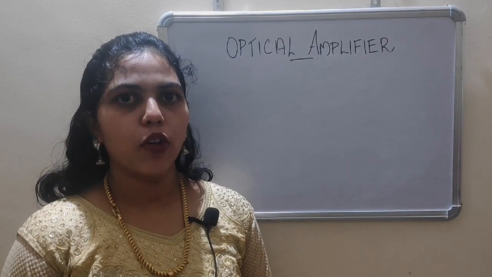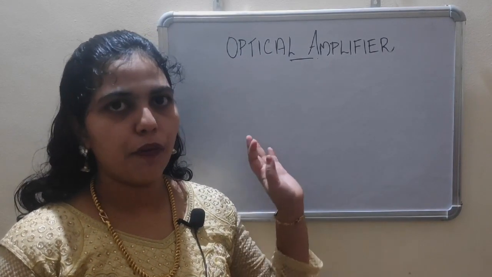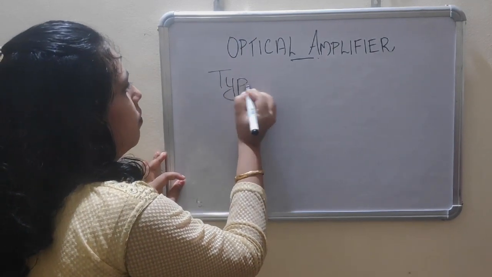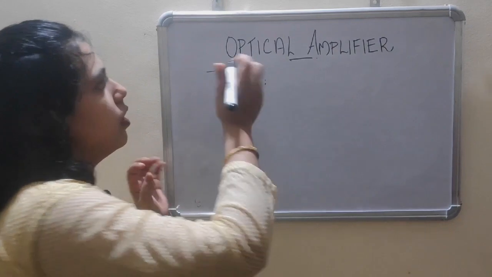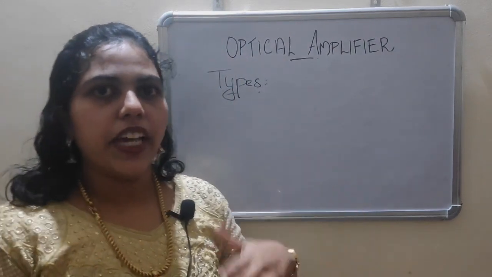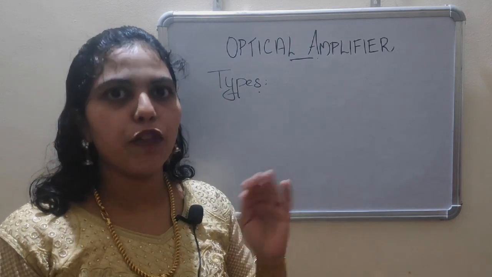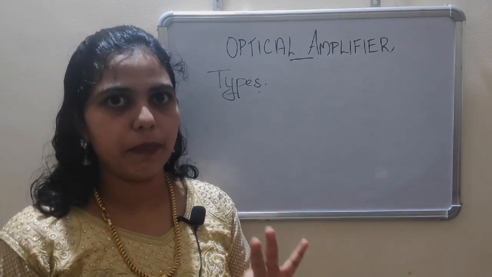Hello guys, today we are going to discuss the topic about types of optical amplifier. We have already discussed about optical amplifier. Now we are going to discuss about types of optical amplifier. There are three types of optical amplifier.